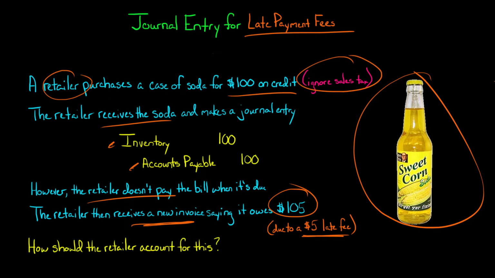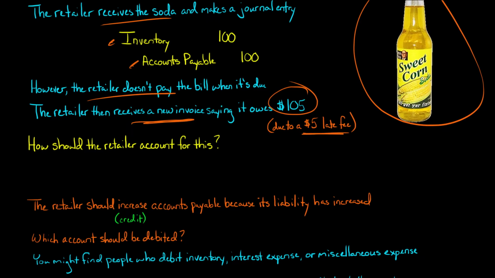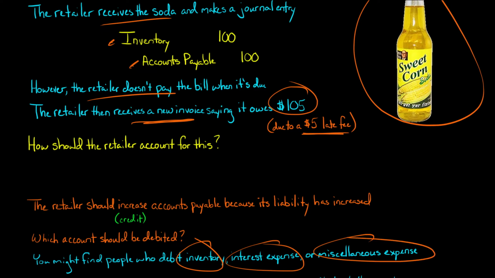Well, what's going to happen is accounts payable is going to go up because now they owe more money. So we're going to have to make a credit to accounts payable for $5. But then the question is, what do we debit? Well, you might find some people who say, maybe you should debit inventory, or maybe this late payment is really a form of interest, so you should debit interest expense. Or maybe they just say, accounts like this, we just put in miscellaneous expense.